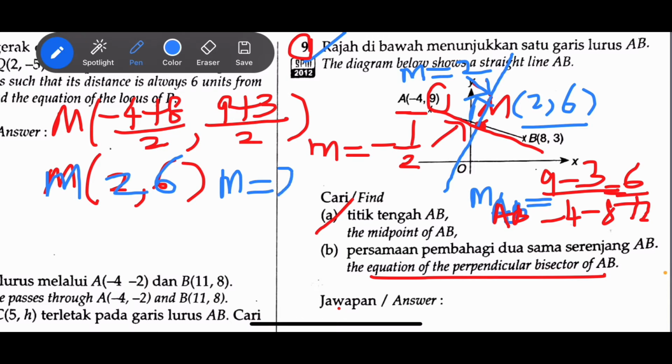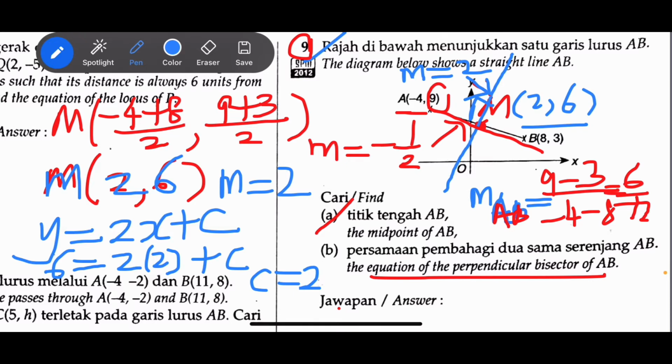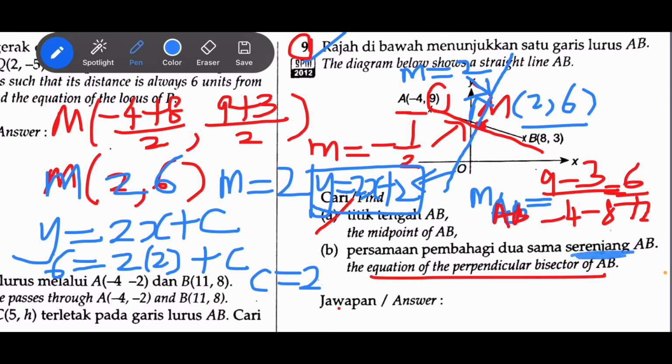Now we use the point (2, 6) to form the equation of the blue line, which is 6 equals 2 times 2 plus c. So that means c will be 6 minus 4, which is 2. Obviously the line has a positive y-intercept, so y is 2x plus 2. So this is the equation of the perpendicular bisector of the line AB, right?